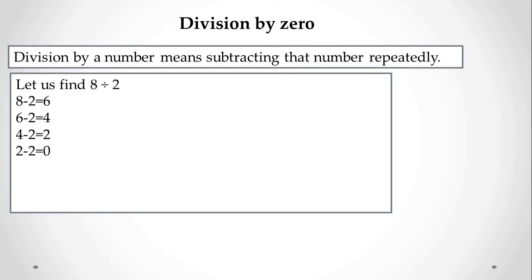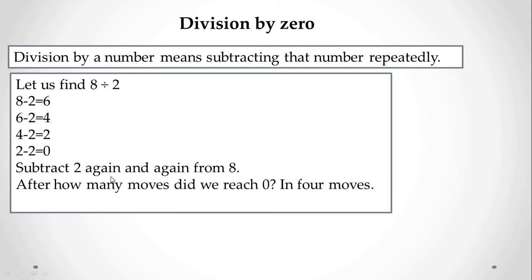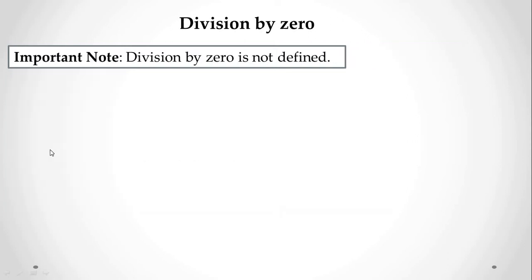So if you divide 8 by 2, this is nothing but 8 minus 2 is 6, 6 minus 2 is 4. We do this till we get 0. How many times are we doing this? 4 times. So that's why the answer is 4. 8 divided by 2 is 4. Subtract 2 again and again from 8. After how many moves did we reach 0? That is known as the division operation. So we write 8 divided by 2 is 4. This is nothing but this operation. That is what division is. An important note: division by 0 is not defined.